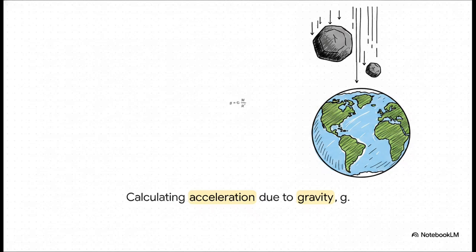But notice what's missing from this equation. Little m. The mass of the falling object isn't even in the formula. That means, in a vacuum, a giant heavy boulder and a tiny light pebble will fall at the exact same rate of acceleration.